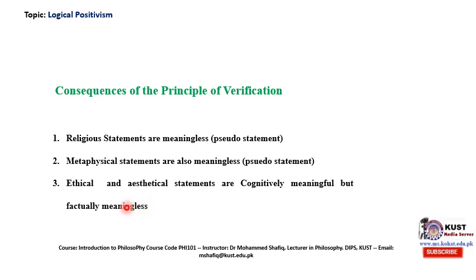pseudo statements. For example, what is good? Good is not something that can be verified by experience. Good is a notion. Good is not a material object. Same is the case with aesthetical statements. Most of the aesthetical assumptions are also pseudo statements according to that principle of verificationism.